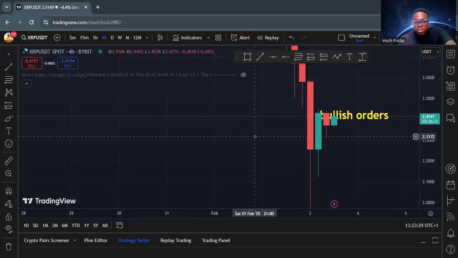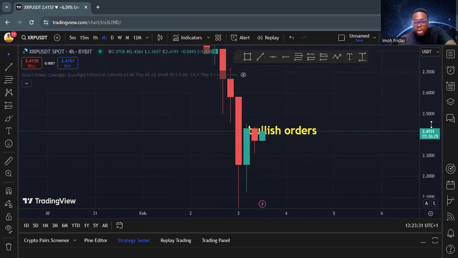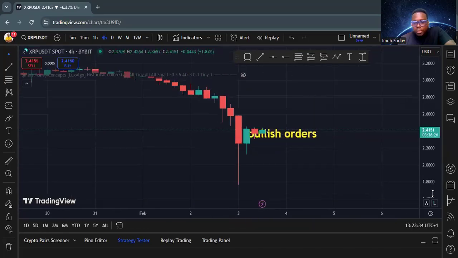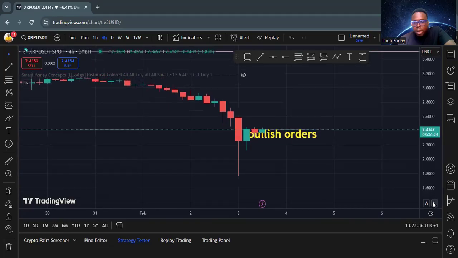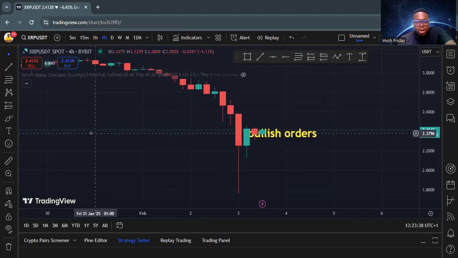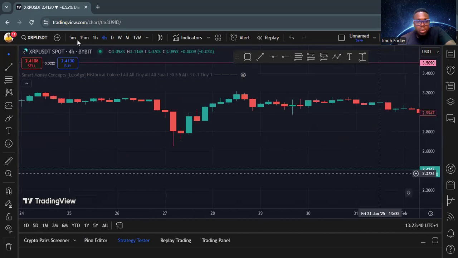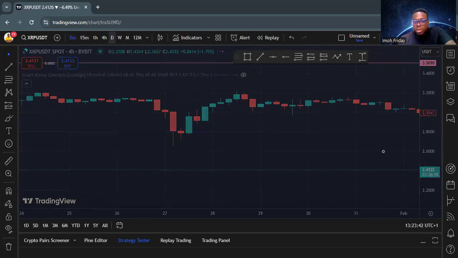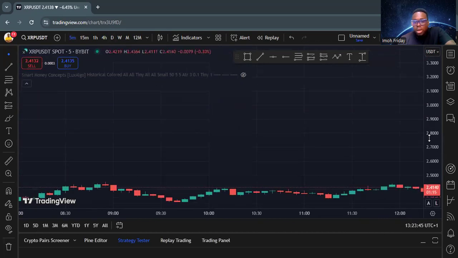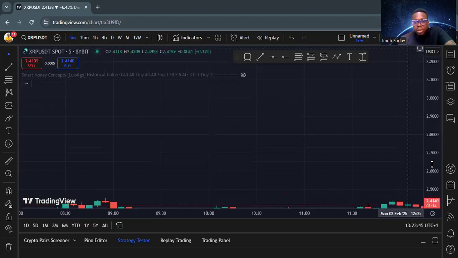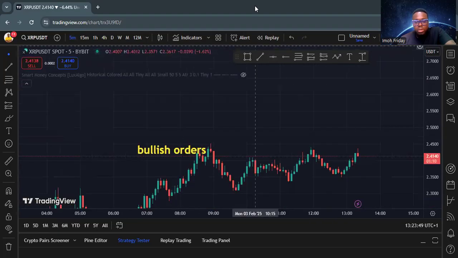Let's see if we can see one of them here. Nope, I don't think so, none. I don't want to go back too far, so let me go to 5 minutes so it's easier for me to just explain the concept. You can look at this on any time frame that you want to trade on.